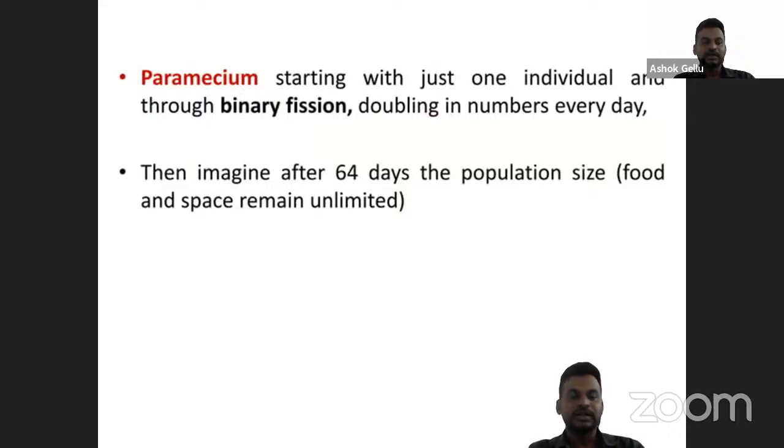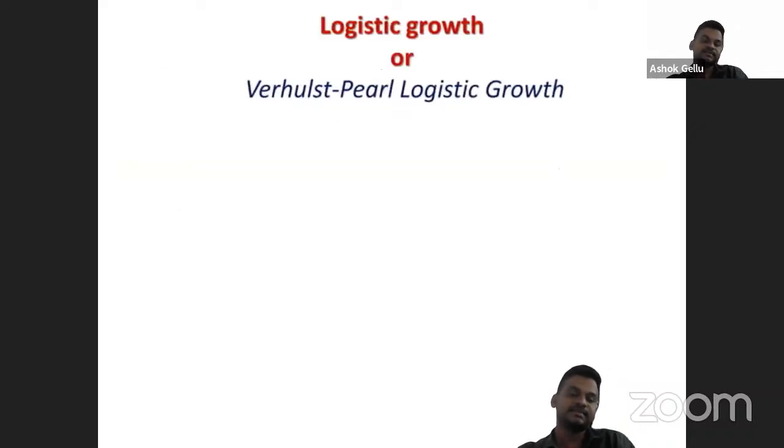Paramecium, starting with just one individual and through binary fission doubling in number every day. Then imagine after 64 days the population size, depending on the food and space remaining unlimited. They multiplied in numbers. Paramecium started with only a single individual, then multiplied every day with binary fission, reaching a large population in 64 days because of the availability of food and space.